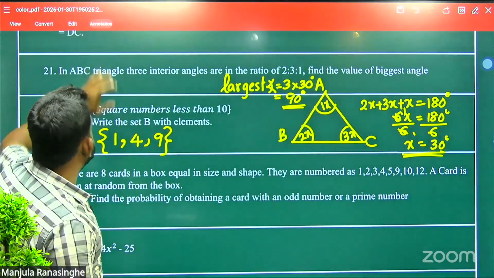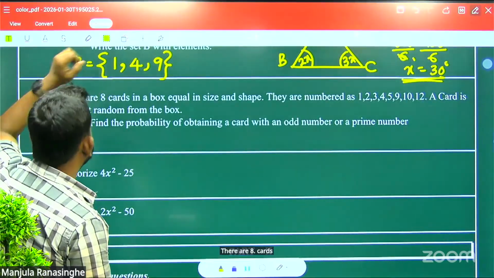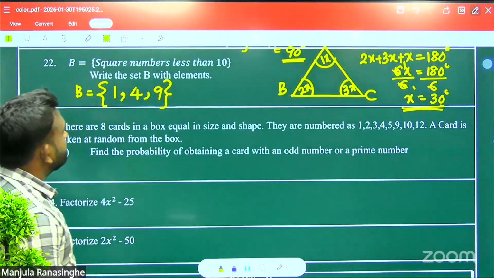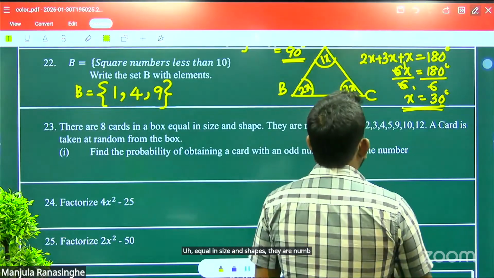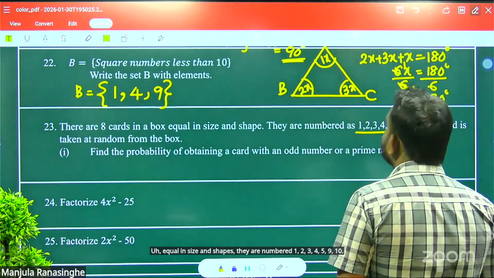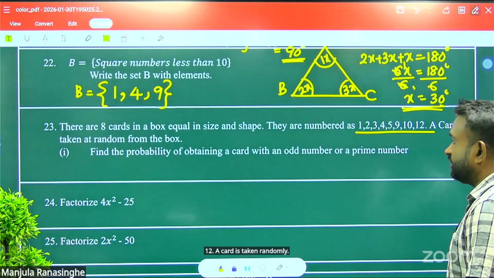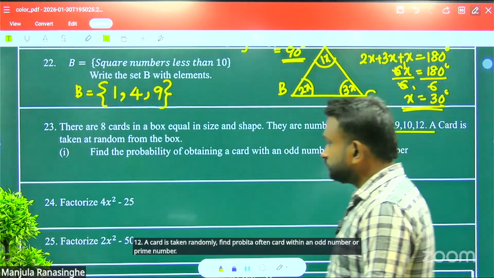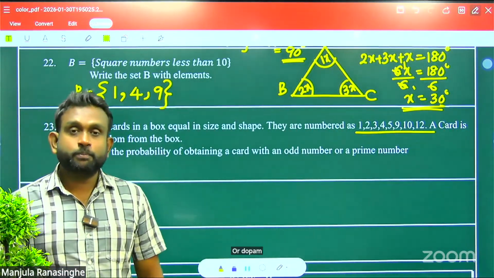There are 8 cards in a box, equal in size and shape. They are numbered 1, 2, 3, 4, 5, 9, 10, 12. A card is taken randomly. Find the probability of taking a card with an odd number or a prime number. Odd or prime. Both possible.